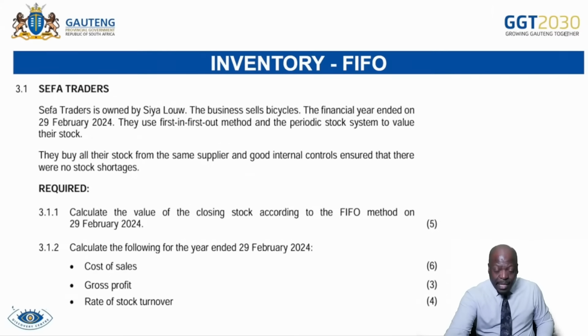It says, Safer Traders. Safer Traders is owned by CLO. The business sells bicycles, and the financial year ended on 29 February 2024. They use the first in, first out method and the periodic stock system to value their stock. They buy all the stock from the same supplier, and good internal controls ensured that there were no stock shortages.